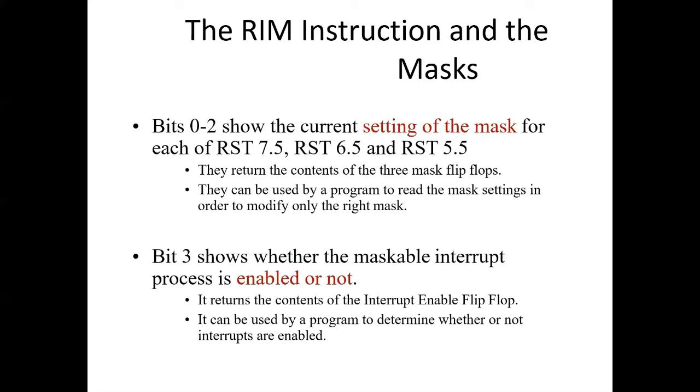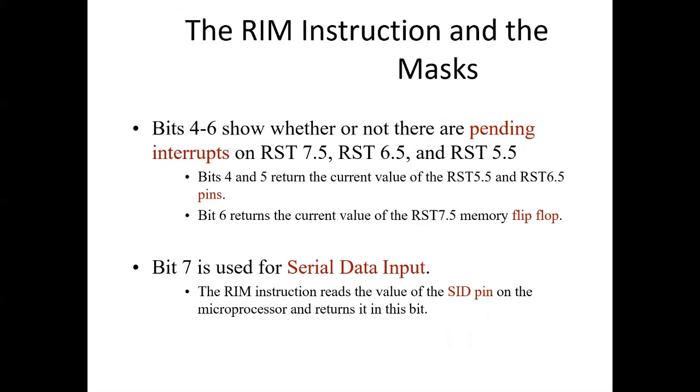Bit 3 shows whether the maskable interrupt process is enabled or not. It returns the contents of the interrupt enable flip-flop. It can be used by a program to find out whether or not interrupts are enabled.